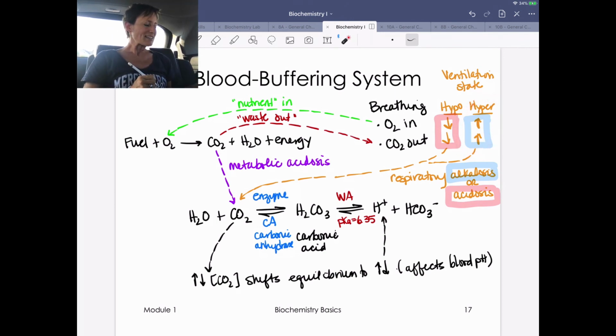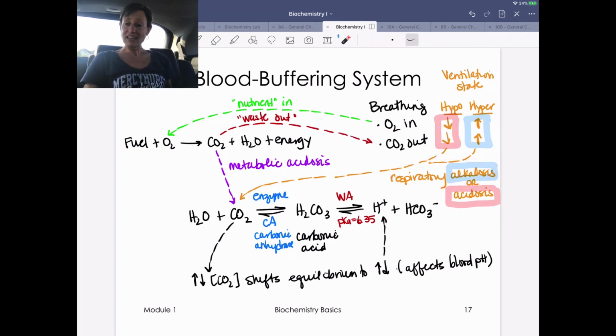What's going to become important to our case study on Friday is talking about what happens when you hyperventilate. Now, hyperventilation means we're going to have excessive oxygen brought in, but excessive CO2 that's let out. So our CO2 levels are going to drop. If we pull CO2 out, this equilibrium shifts to the left. That means we're also going to decrease H plus concentration. Decreasing H plus concentration means pH increases. If we increase pH, we put ourselves in an alkalotic state. So we would call hyperventilation that affects pH respiratory alkalosis.